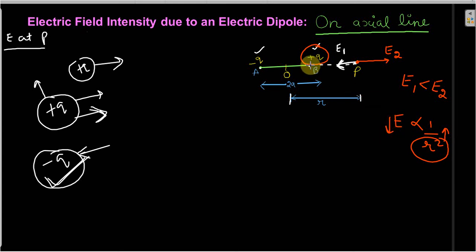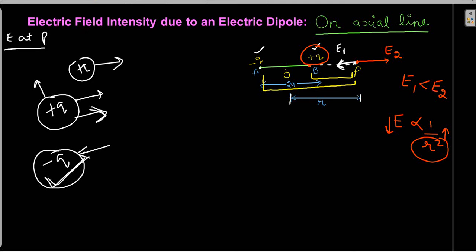Now if you compare the two charges here, which charge is nearer? Consider the distance of each Q charge from point P. The minus Q charge is far as compared to the positive Q charge. So this positive Q charge is very near to P. It means the electric field produced by this positive Q charge will be greater. It will be strong. That's why I have represented it by the larger arrow, E2.